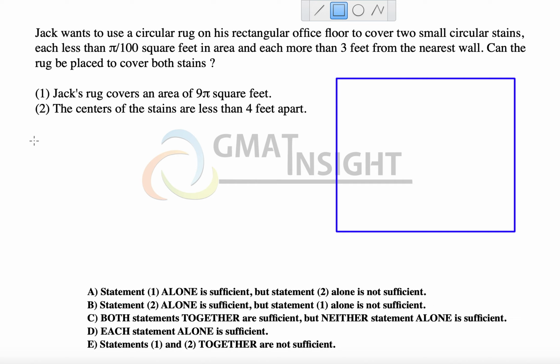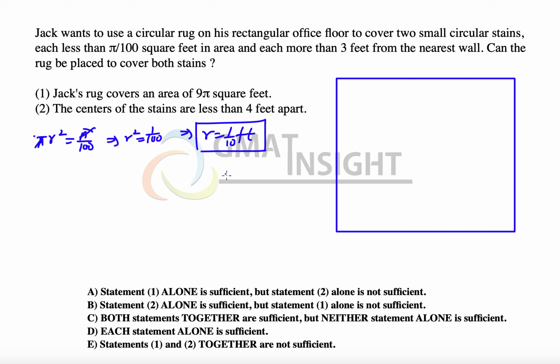So we understand that the area of the stain, which is given by pi r squared, because the area of a circle is given by pi r squared, is equal to pi over 100. We simplify this, and it gives us r squared is equal to 1 over 100, which means r is equal to 1 over 10 feet. So now we know that the radius of the smaller stain is 1 over 10 feet.